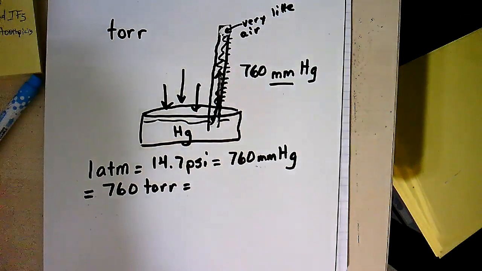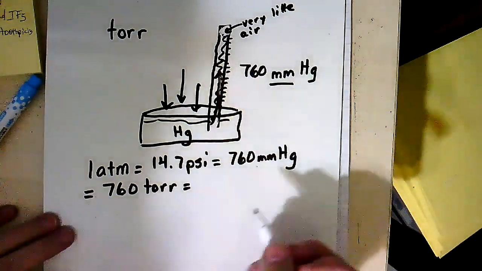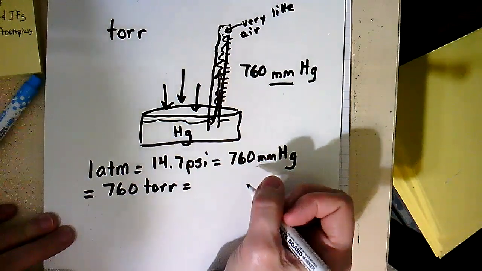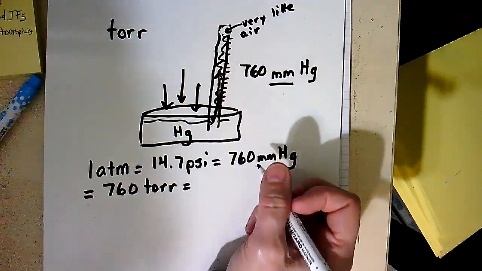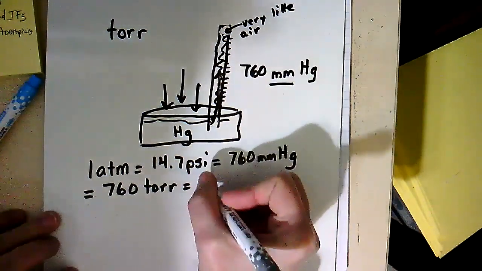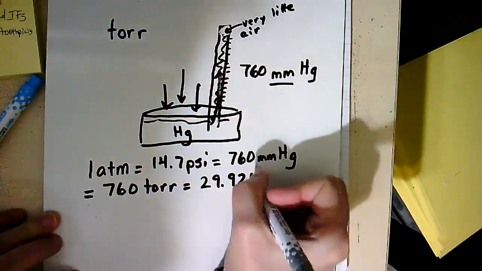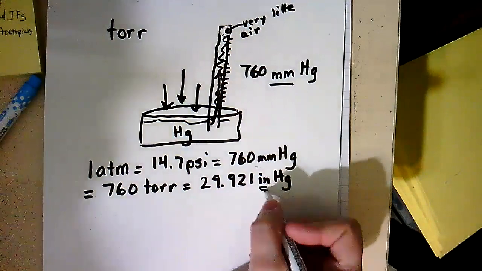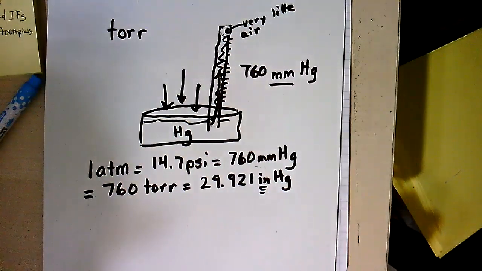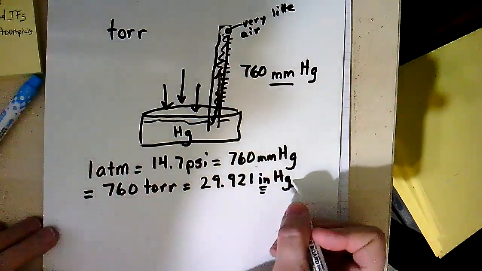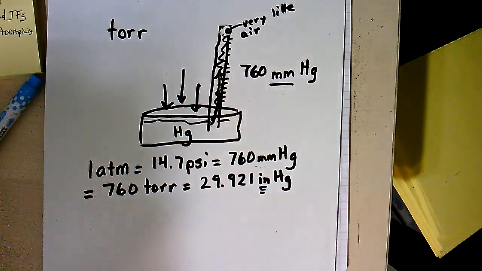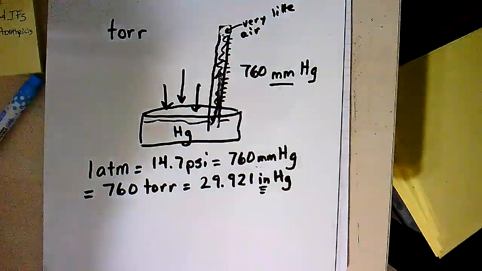So that led to the unit inches of mercury. And if you convert 760 millimeters to inches, you end up with 29.921 inches of mercury. It's important to not just say inches. That wouldn't make sense. That would be a length. You have to say inches of mercury so that it's understood that you're talking about a barometer and you're talking about the height of a barometer.